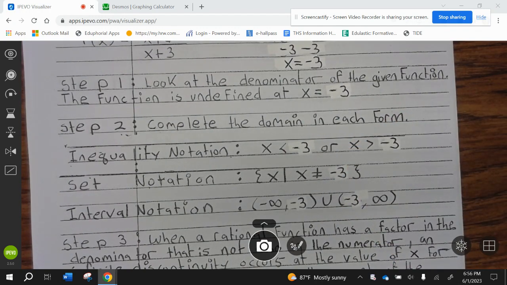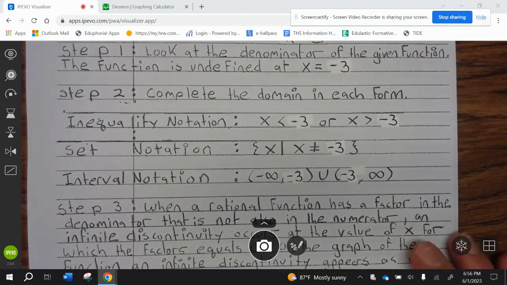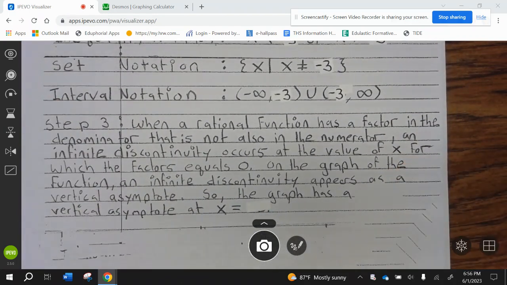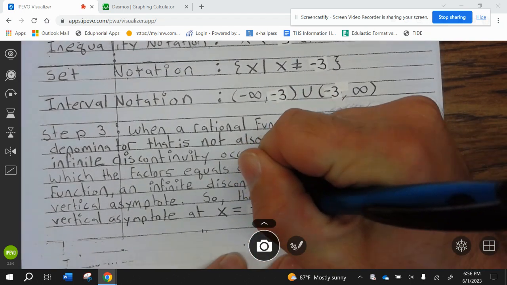When a rational function has a factor in the denominator that is not also in the numerator, an infinite discontinuity occurs at the value of x for which the factor equals 0. On the graph of the function, an infinite discontinuity appears as a vertical asymptote. So the graph has a vertical asymptote at x equals negative 3.